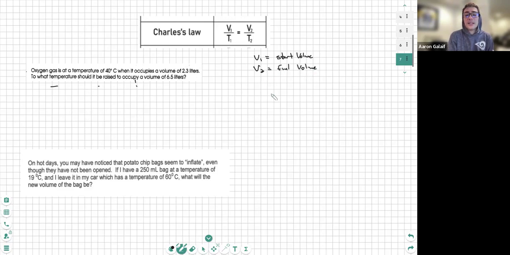And usually those will be in liters. It's okay if they're both in milliliters. Then we have temperature for T1, which is starting temperature, and then T2, which is our final temperature.